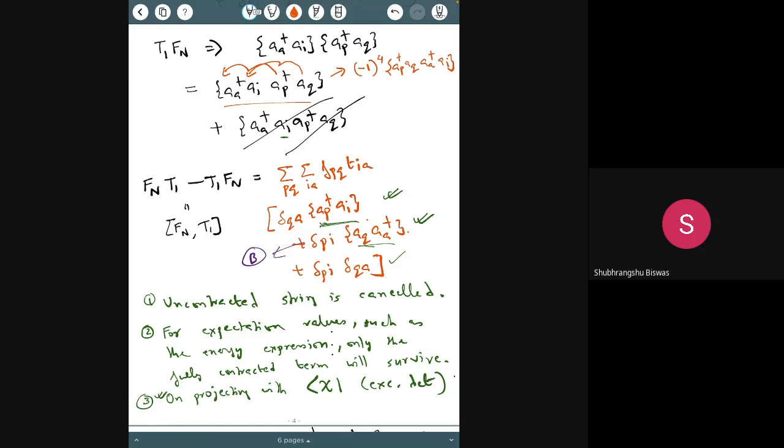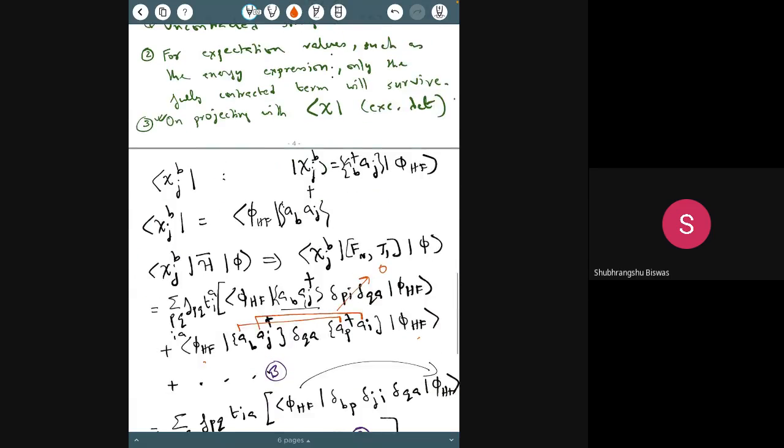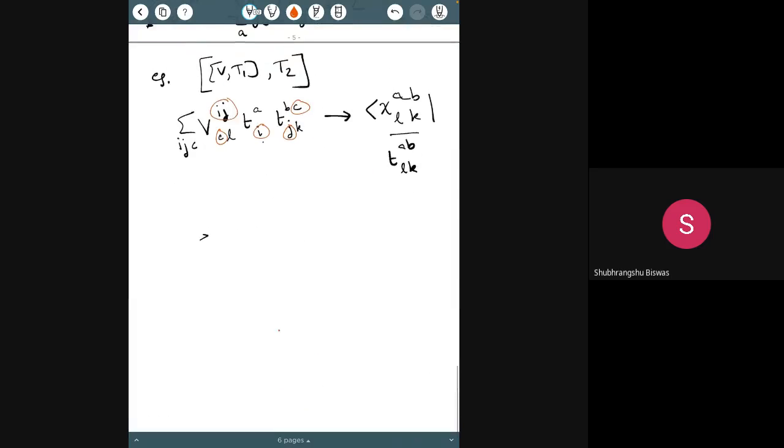So you have to take a guess, and then you have to find out the updates for each of your cluster amplitudes and feed them back into the equations. And then you keep doing this till your expression, which is basically chi h bar phi, equal to 0. That is the equation you want to solve.